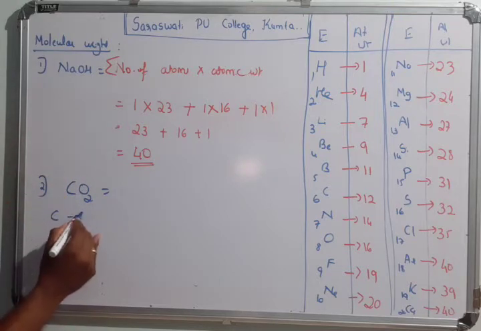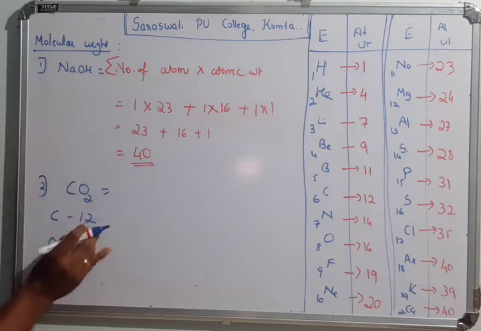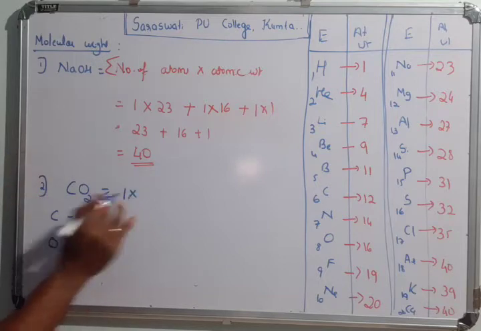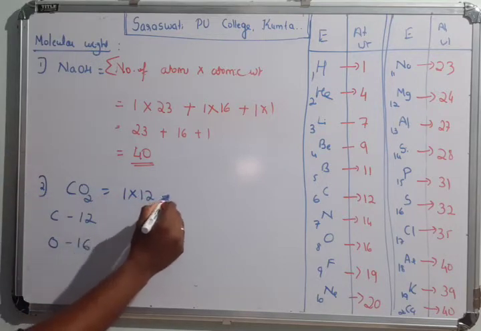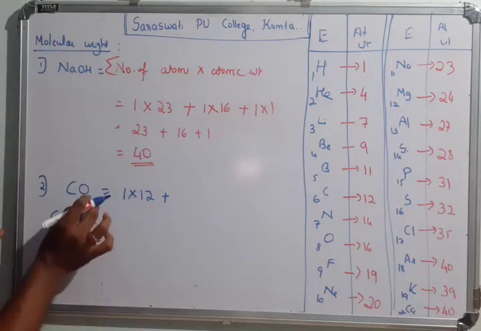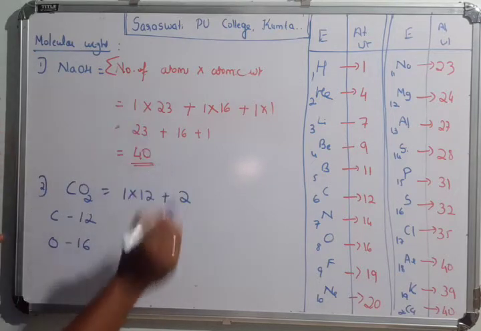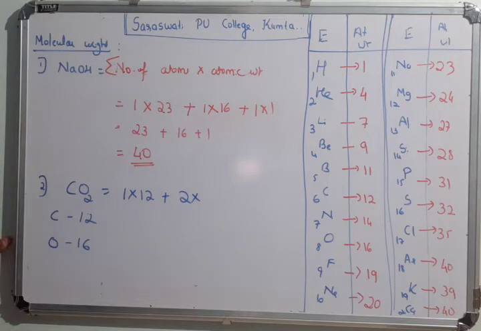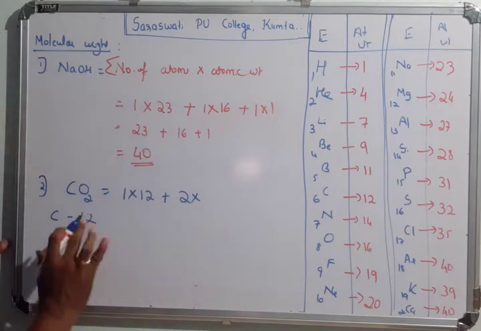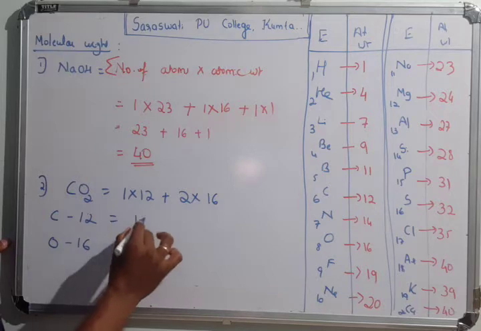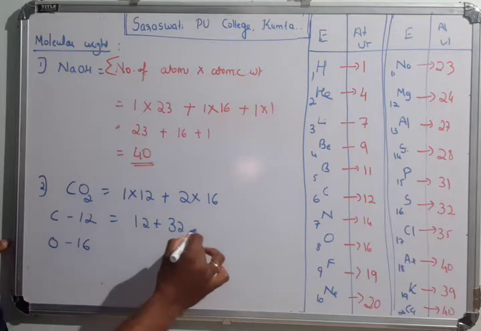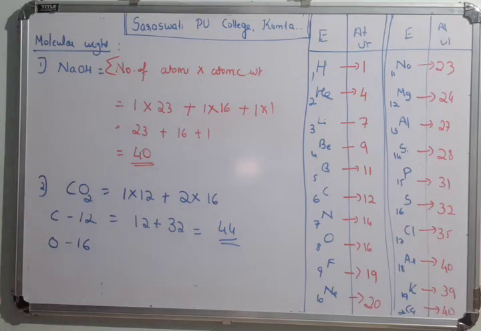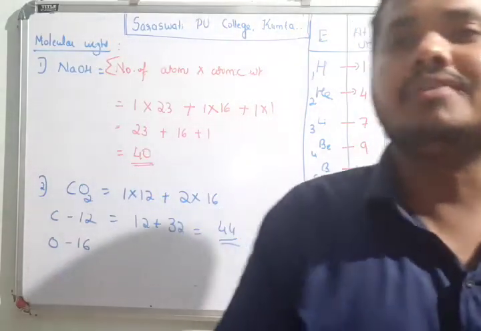Let me write the molecular weight. Carbon has an atomic weight of 12, and oxygen is 16. So again, substitute. One atom of carbon into 12, plus how many atoms of oxygen are there? 2. You can put it in a bracket also if you are getting confused, but always do multiplication first, then summation. So 2 times 16, so it will be 12 plus 32, which gives you 44. Like this we have to find the molecular weight of the given molecule.